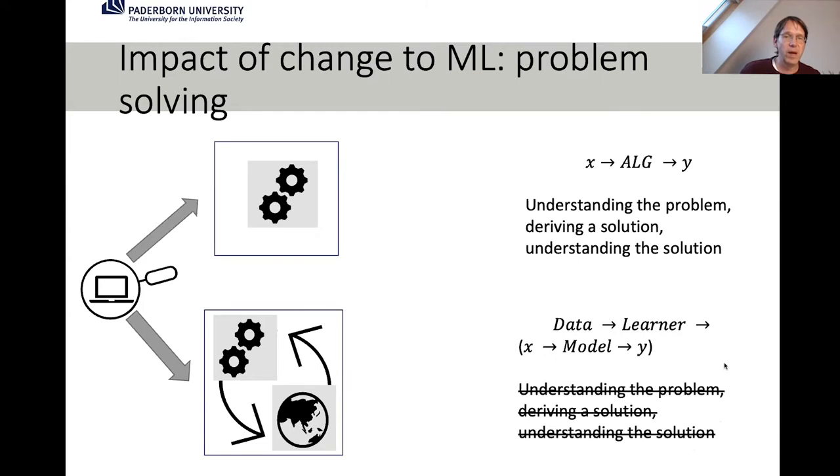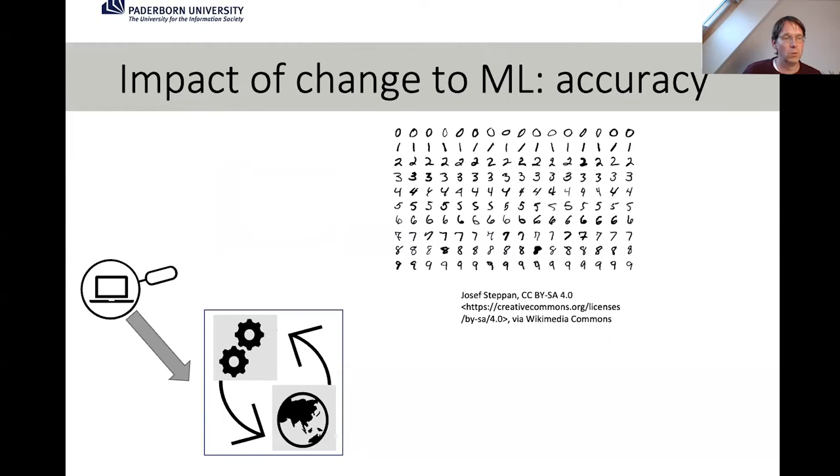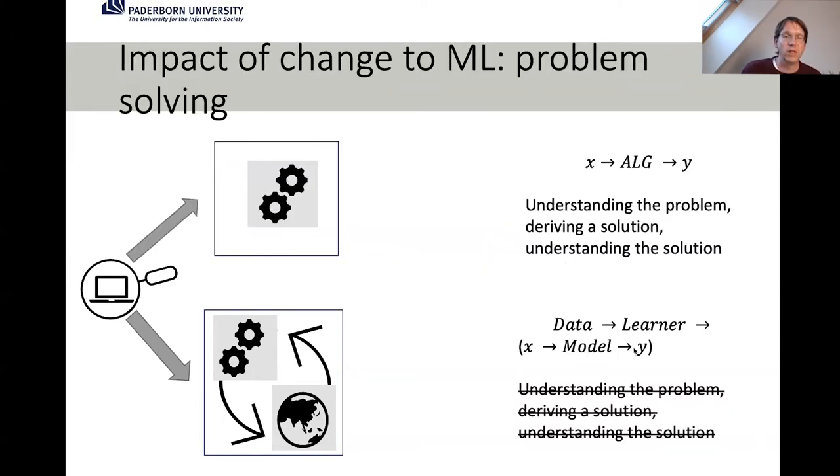But in an ML system, it's more like we feed data into a machine learner, and this machine learner then provides us with a model, or a model plus a small algorithm that uses the model, with a model that transforms X into Y, so the input and the output. But what's missing here is a deep understanding of the problem in terms of the human problem solver, the steps to derive a solution, and hence also the solution itself is not understood just because I used a machine learner. So that's one major change.